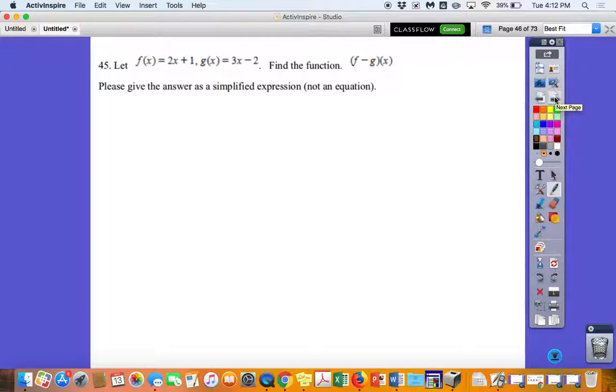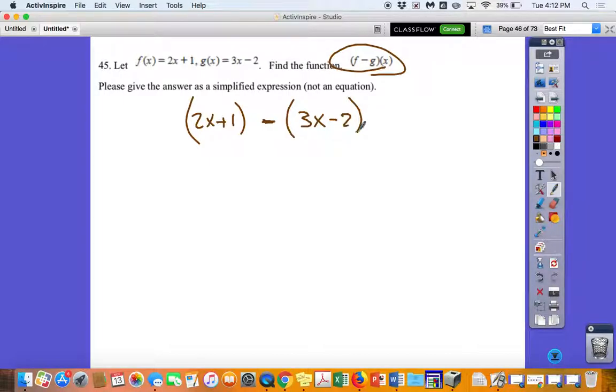Okay, let's see here. Let these two functions, f of x is 2x plus 1, g of x is 3x minus 2. Find the function f minus g. So basically you're just doing what it says. Take the f function, wrap that up, minus the g function. And they're purposely asking you the subtraction one because most people are going to lose their sign because they're not going to remember to wrap them up in parentheses.